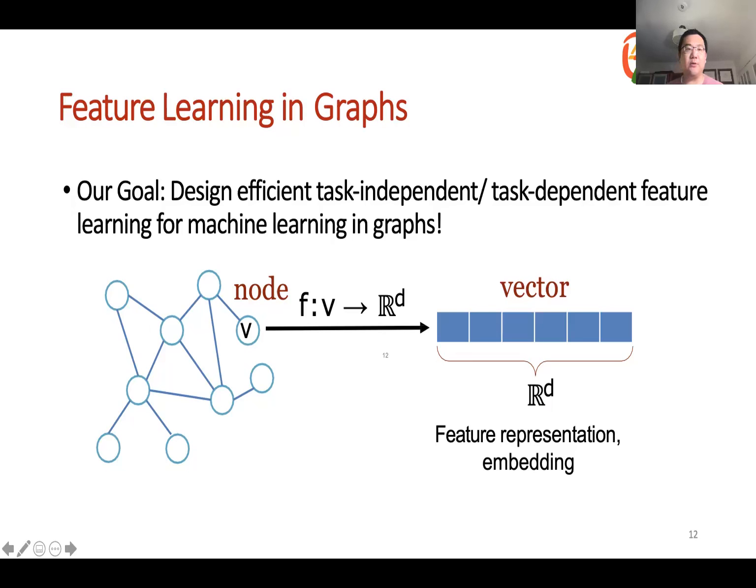We want to do something similar for feature learning on graphs, where our goal is to design an efficient task-independent or task-dependent feature representation learning technique. As shown in this figure, we try to transform the graph node into its latent space, and design a function to do this transformation, so that in the latent space we can use a vector to represent a graph node. This is called feature representation learning, or could be called embedding.